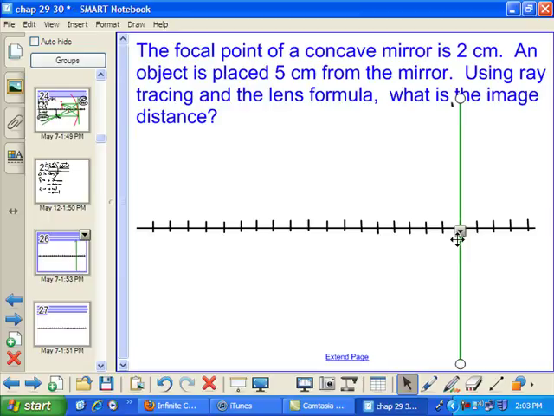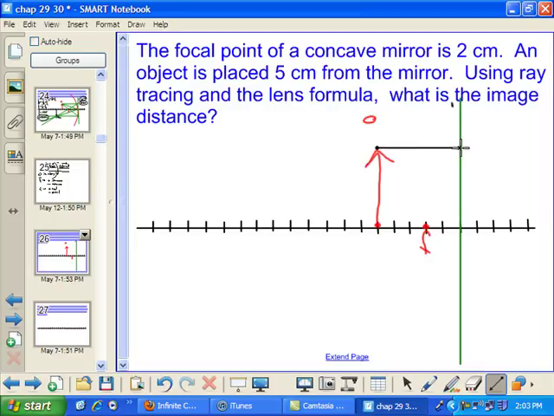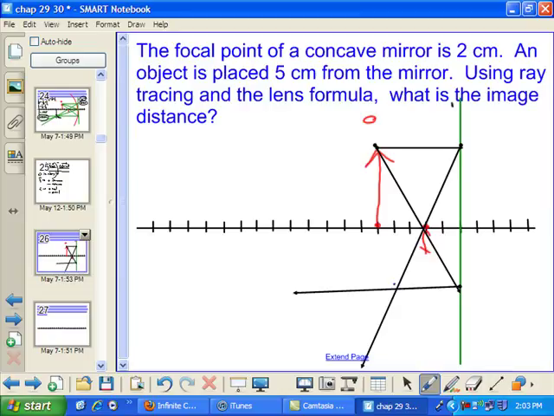All right, so we have our focal point, which was 2 centimeters. We have our object at 5 centimeters, so there's our O. So we have parallel through the focal point, and through the focal point and parallel. So we end up with an image about right there.